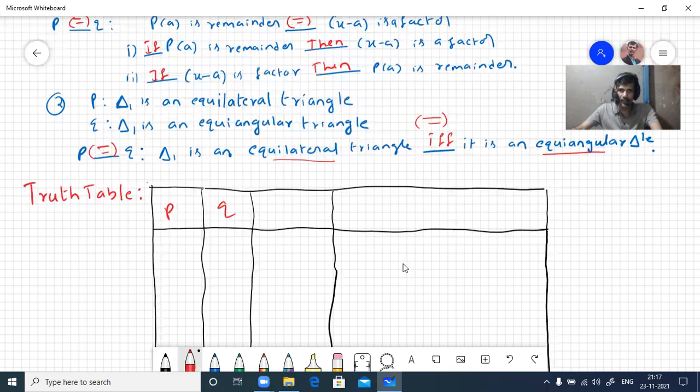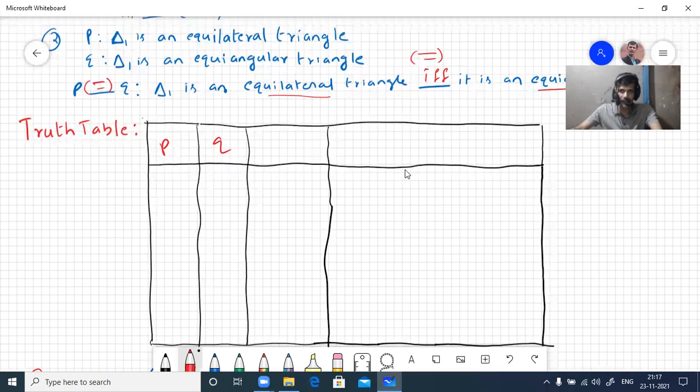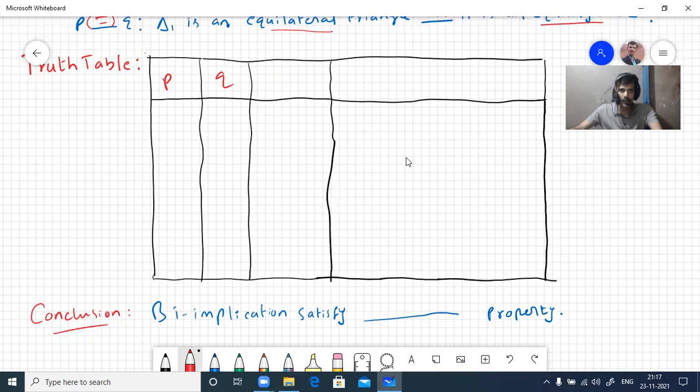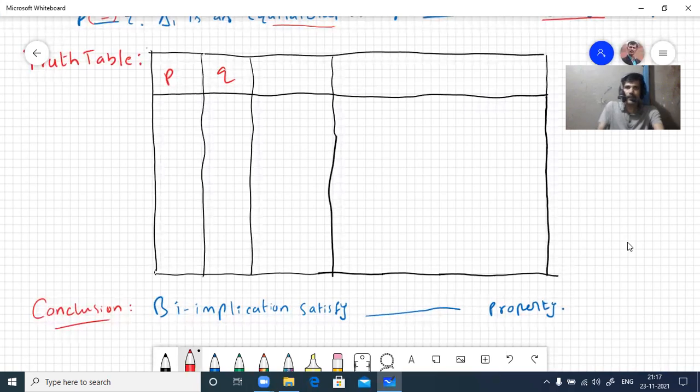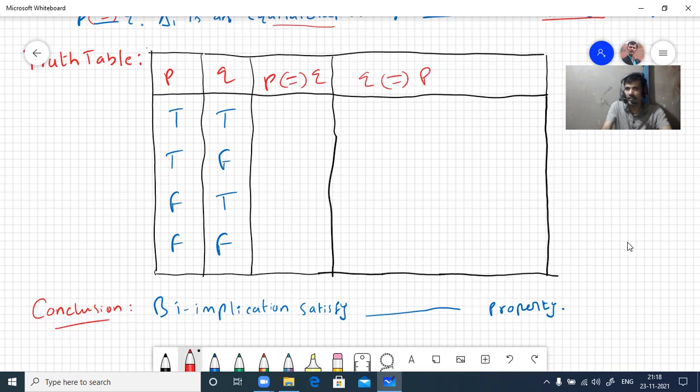Next we'll write the truth table. If two statements are given, what are the truth values? Both statements can be true; the first statement is true and the second is false; the first is false and the second is true; or both are false. These four possibilities are there. Now we are going to write p bi-implies q, and also q bi-implies p.